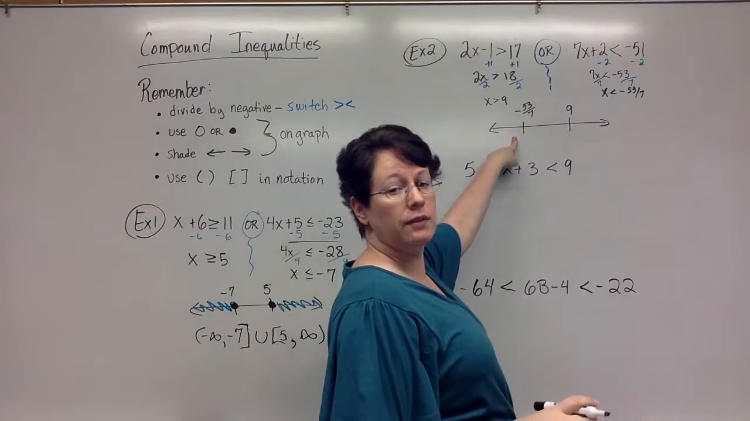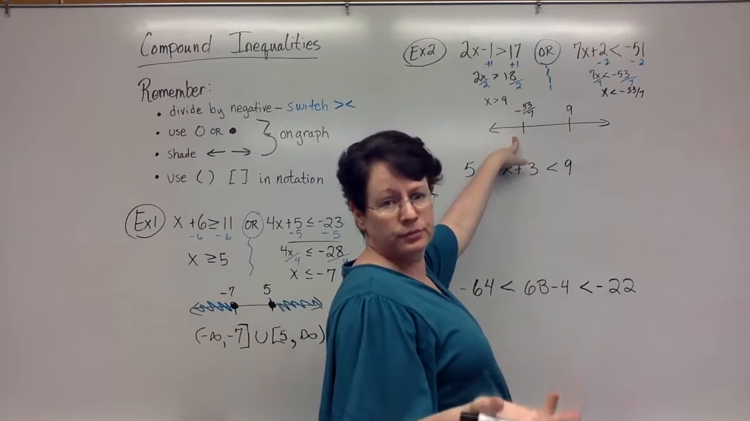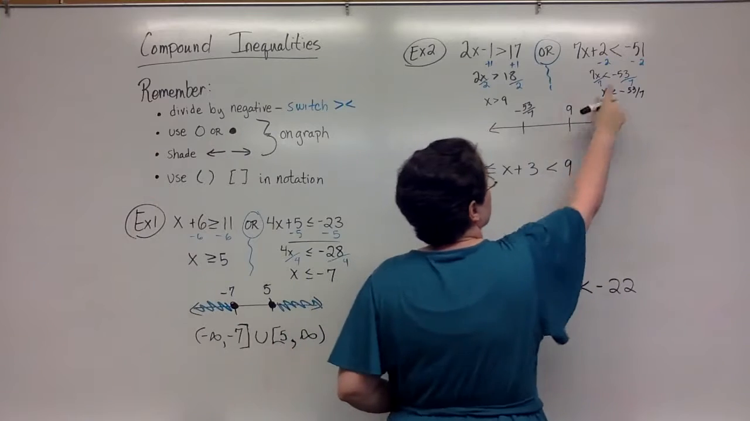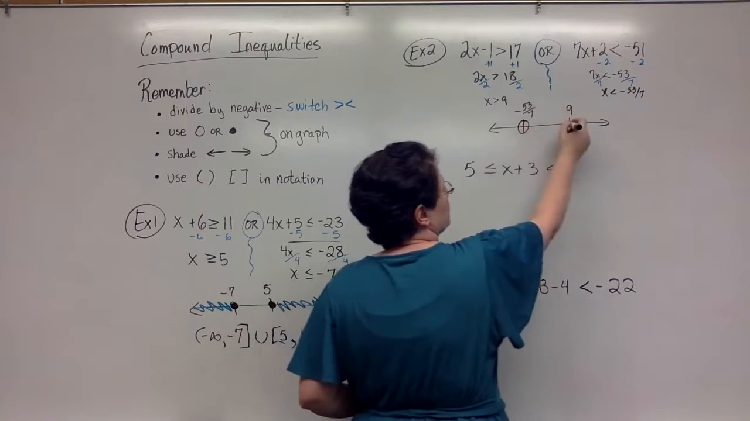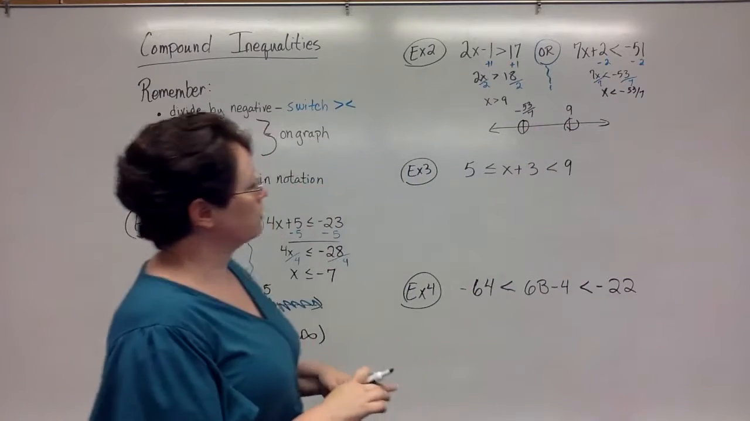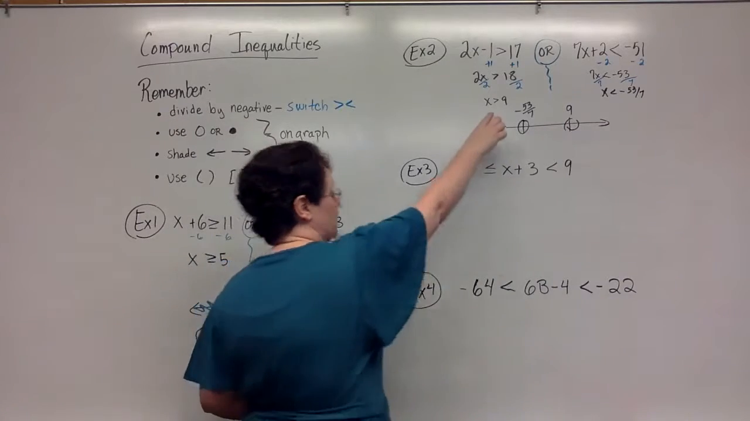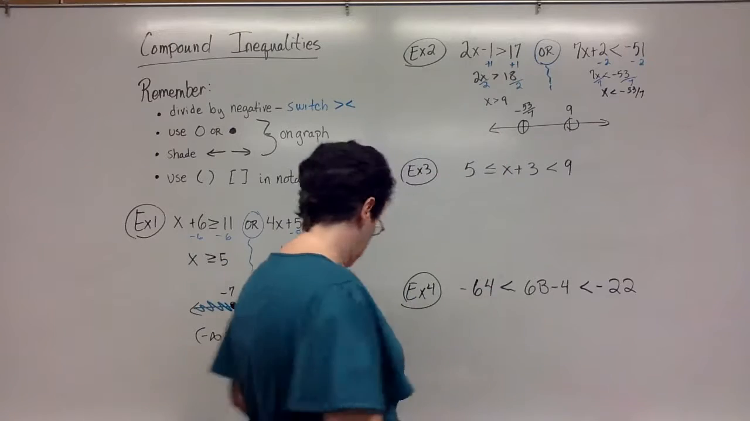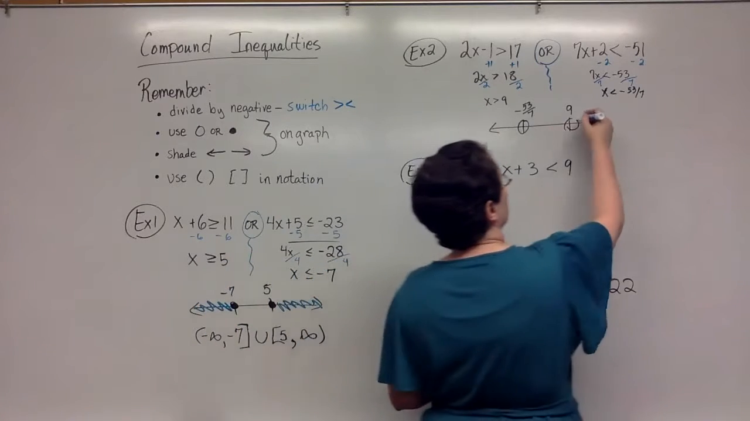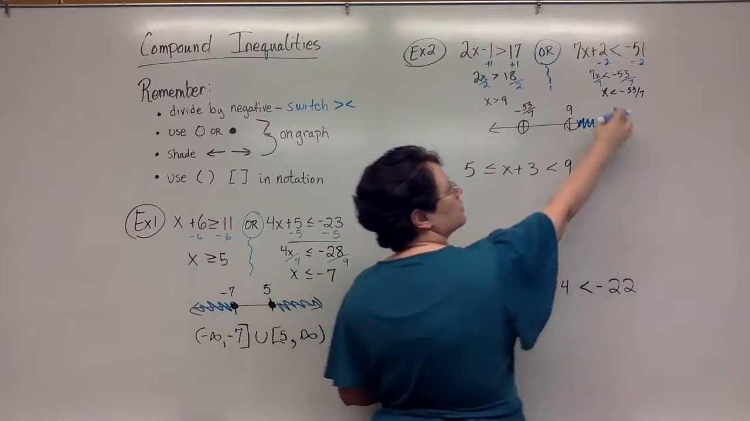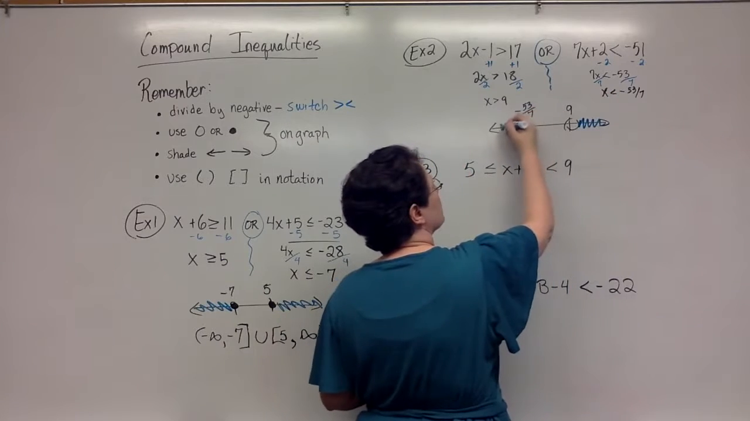Now, does it have an open dot or a closed dot? Okay, again, the number doesn't tell you, it's the inequality symbol, and they're both open dots. Okay? So now which way do I shade? From the 9, I see a greater than. I got to shade to the right. And from the negative 53 over 7, we're shading to the left.